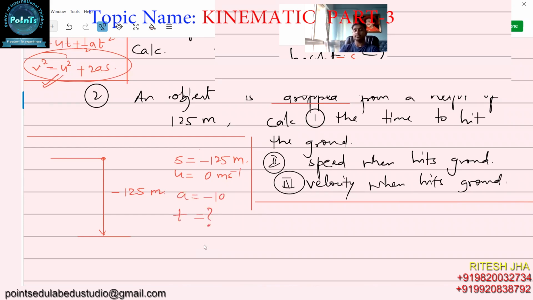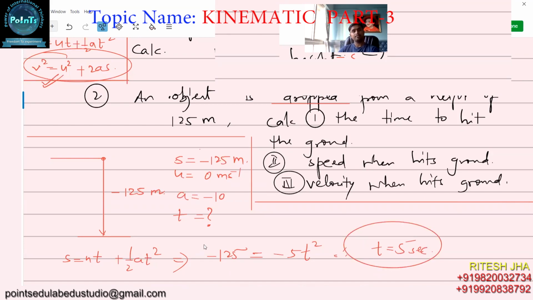So s, u, a, t. Which formula to use? S equals ut plus half at squared. Since u is 0, the ut term becomes nothing, so it doesn't matter. So it's just minus 5. Therefore, minus 125 is equal to minus 5t squared. Therefore, t squared equals 25.